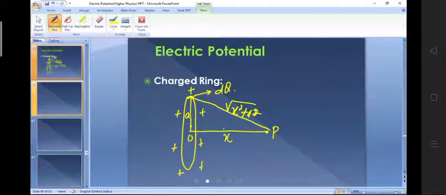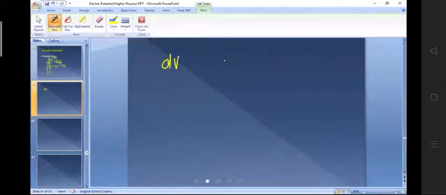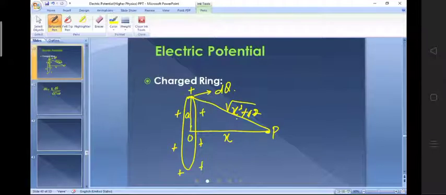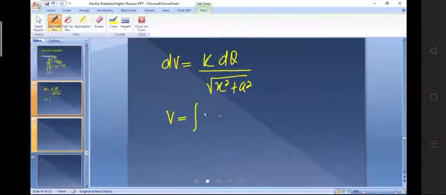Now the electrostatic potential at point P because of this element, dV, will be equal to k multiplied with the charge dq, divided by the distance, which is root of x square plus a square. Electrostatic potential because of a point charge is equal to kq divided by distance. Then we want to calculate the net potential, so net will be equal to integration of dV.